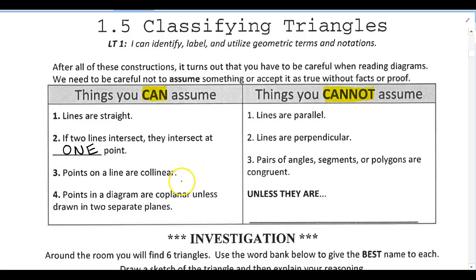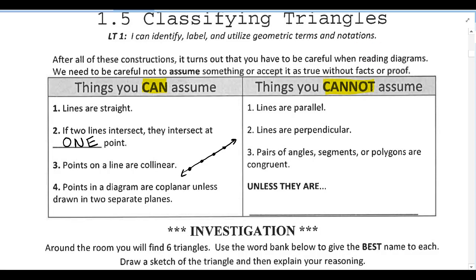So if you have a line and we have a bunch of points on the line, it looks like these points are on that line, so we can in fact assume that they are on the line. And then the last thing that we can assume by looking at a diagram, points in a diagram are coplanar unless drawn in two separate planes.